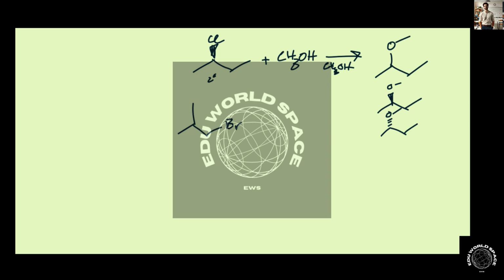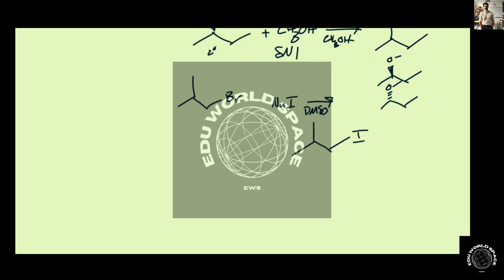Okay, next, we have a bromoalkane with sodium iodide in a polar aprotic solvent. Okay, this is classic SN2 conditions, right? Strong nucleophile, primary alkyl halide, polar aprotic solvent. So we should just get replacement of bromine with iodide.